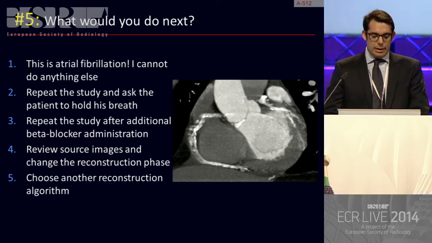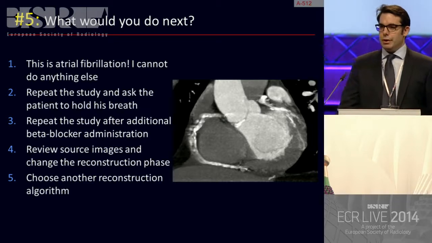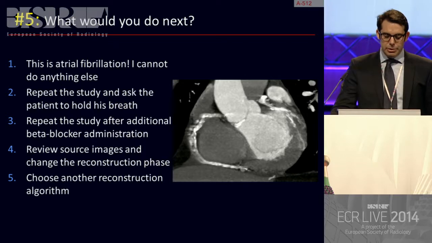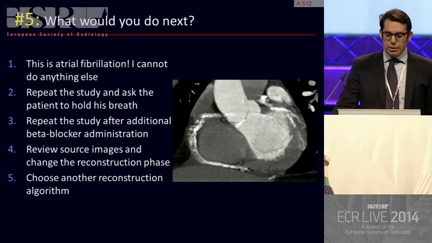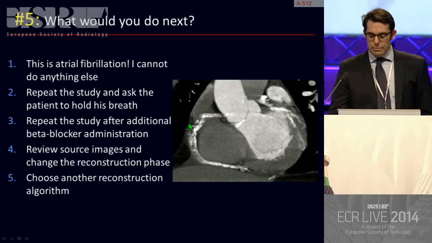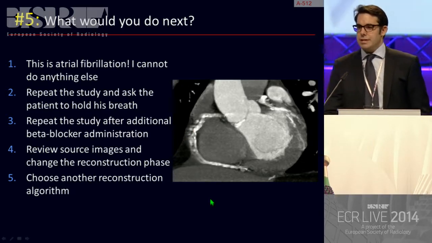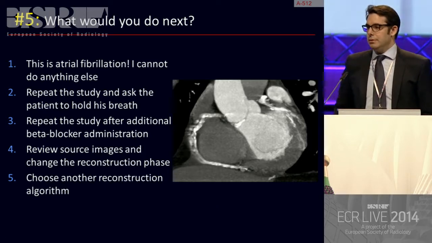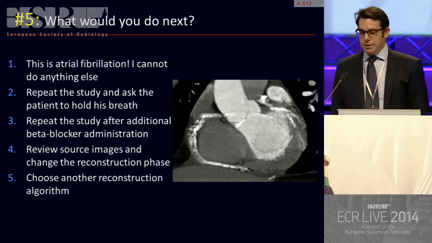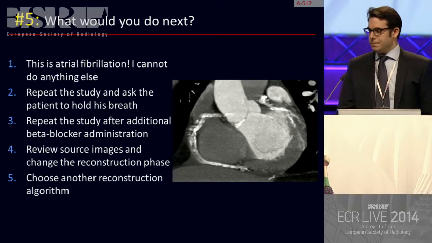Or I had to repeat this study and ask the patient to hold his breath because I think there was motion artifact. Did I repeat this study after additional beta blockers because the heart rate was too high? Did I review the source images and change the reconstruction phase? Or did I choose another reconstruction algorithm because I saw there was a lot of calcium and maybe that could help me with the assessment? What do you think I did? Or what should we do when you go home? What should you do in this kind of case? You can vote, please.